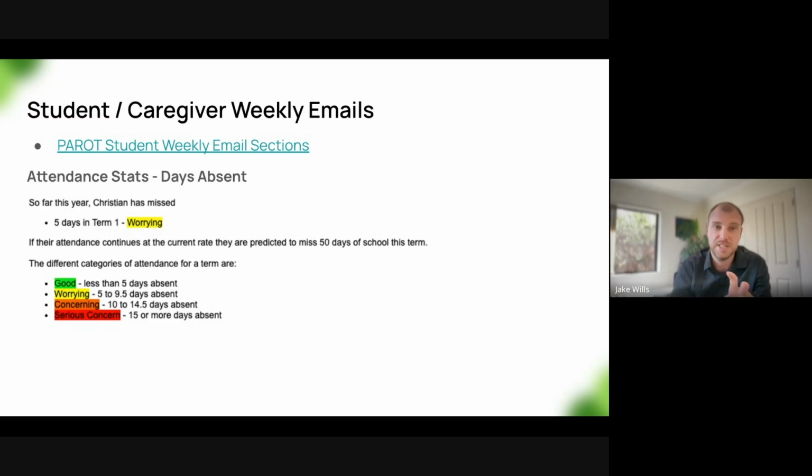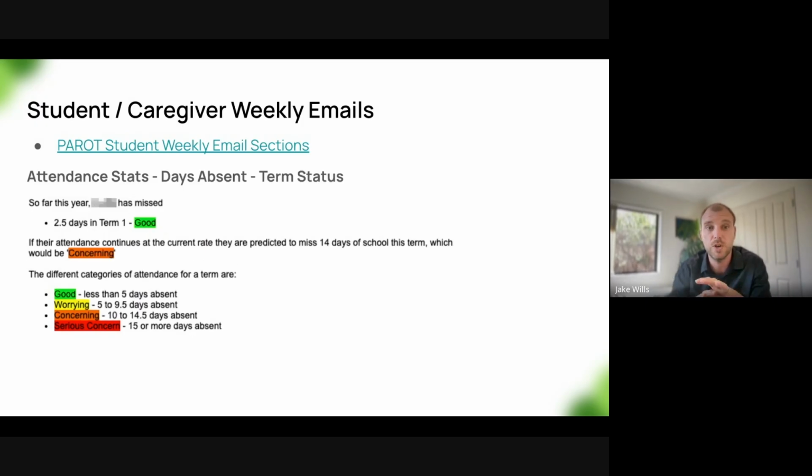And there's a slightly different version of this, which is looking at what would happen if their attendance rate continued like this for the rest of the term. So far in this year, the student has missed 2.5 days in term 1, but if it continued at that current rate, they're predicted to miss 14 days of school this term, which would be concerning.